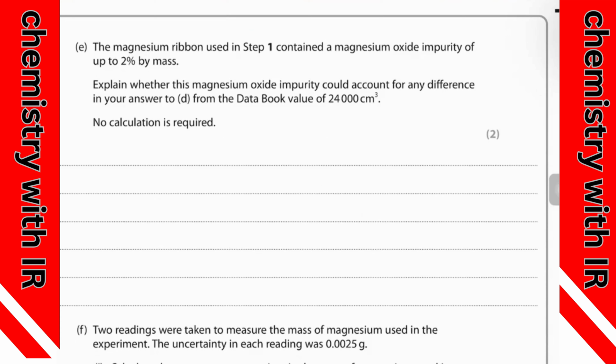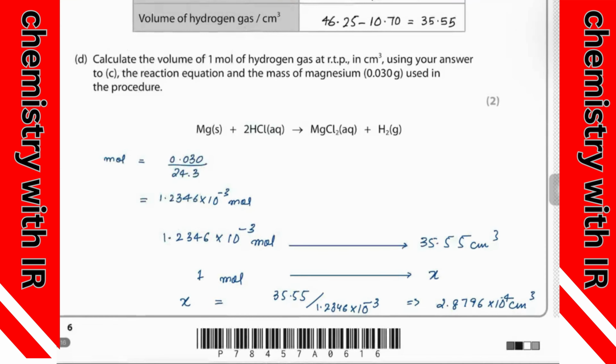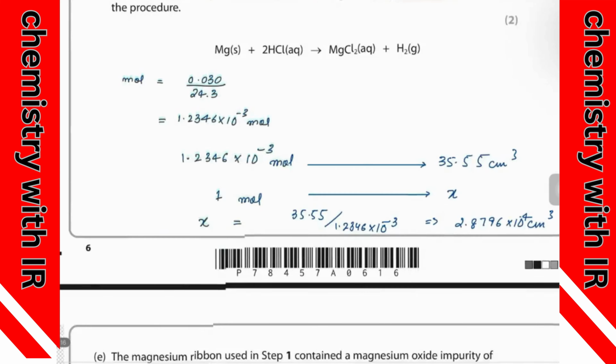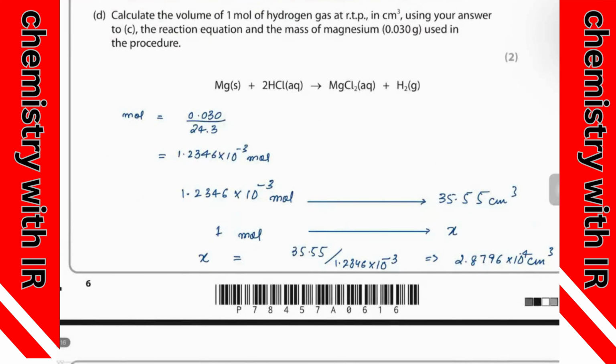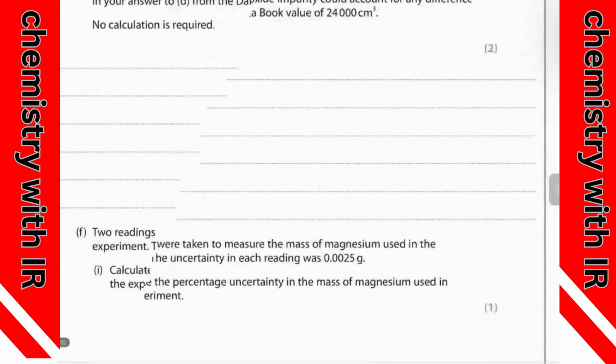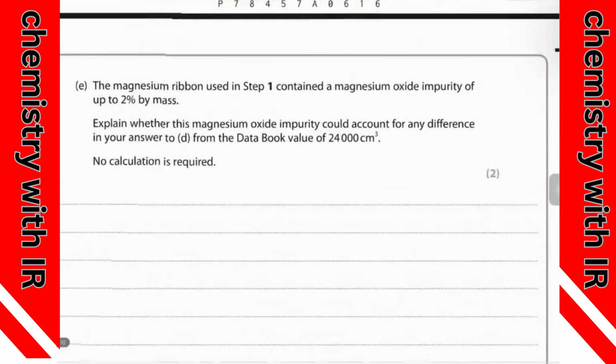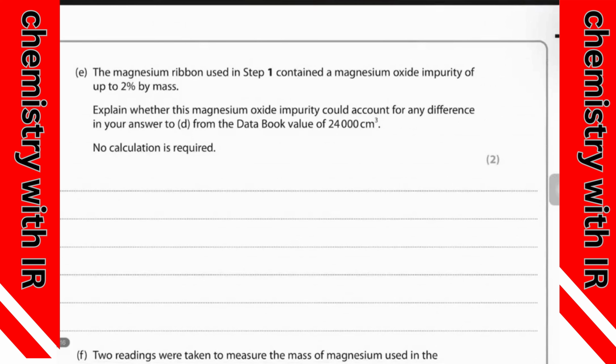So, as they are saying impurity of up to 2% by mass, magnesium doesn't react readily with water because at the surface of magnesium, a layer of oxide is formed, which prevents the reaction of magnesium with water. They're saying explain whether this magnesium oxide impurity could account for any difference in your answer to D. In D, I got the volume that is 2.8796 × 10^4 centimeter cube. So would we be having any difference? Yes or no? No calculation is required, and this is of only 2 marks.